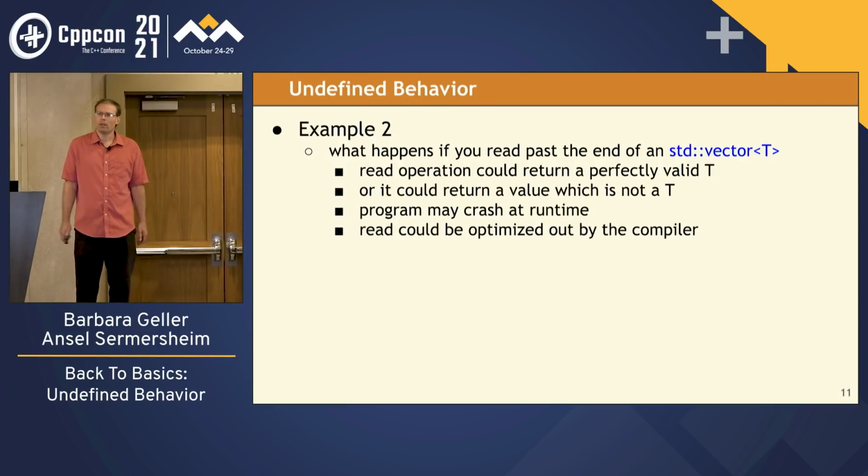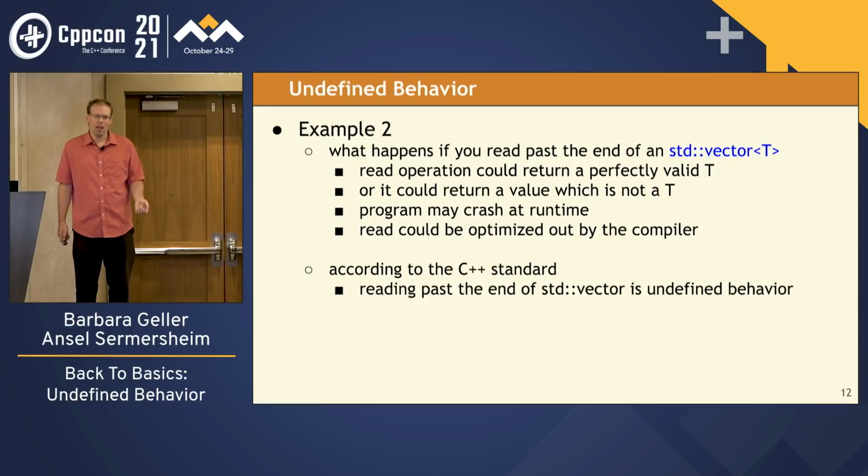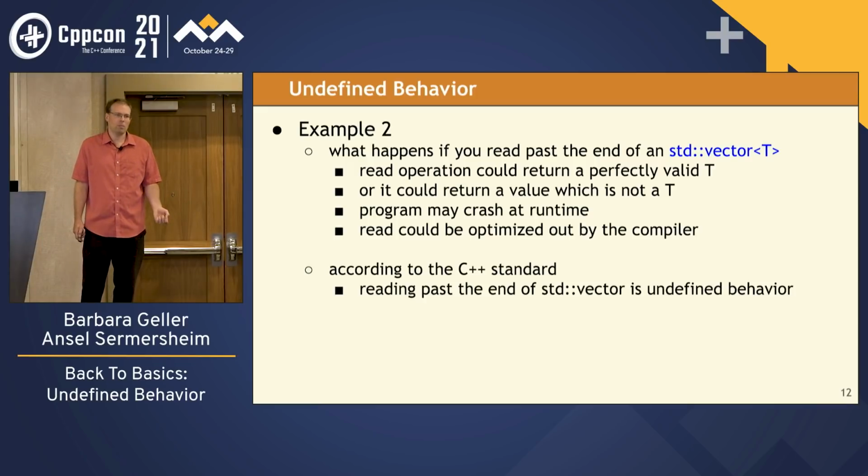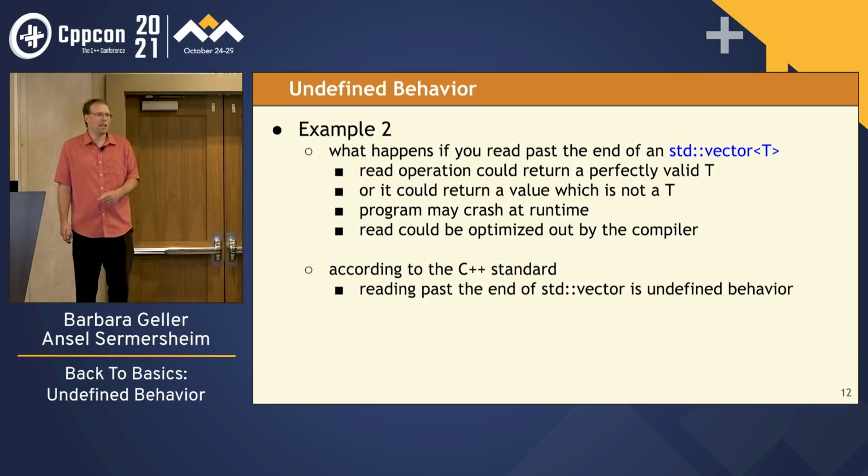So let's look at another example. What happens if you read off the end of a vector of t? Well, there's a couple of things that could happen. It could return some valid value of type t. It might return some value that isn't a valid instance of t. The program might crash. The read could just be optimized away by the compiler. Any of these things could happen because, according to the C++ standard, reading past the end of a vector is undefined behavior.